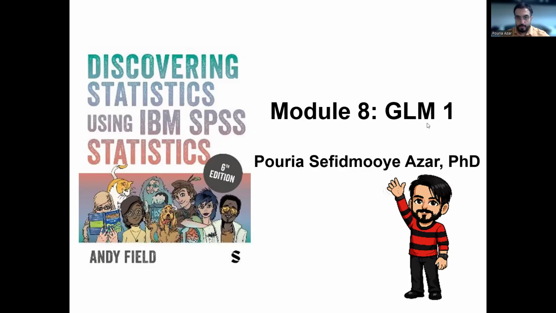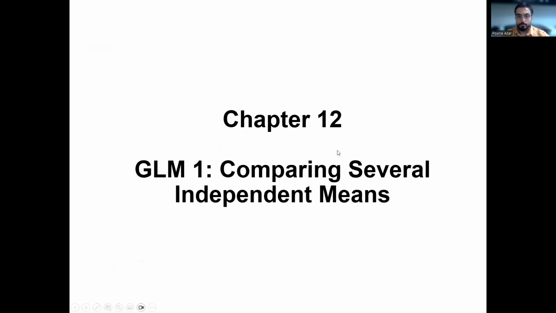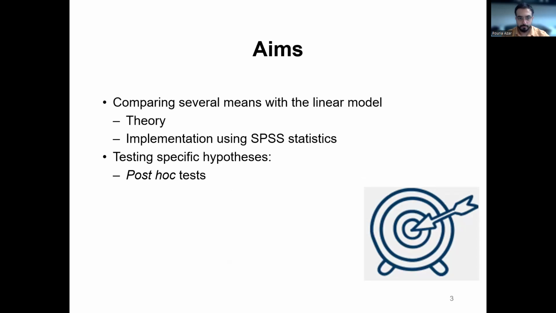Welcome to Module 8. This module covers Chapter 12 from your textbook. This chapter is about comparing several independent means. In the previous chapter, we talked about the independent sample t-test and the paired sample t-test. Regarding the independent t-test, we are comparing just two means. But here with ANOVA, we are comparing more than two independent means.